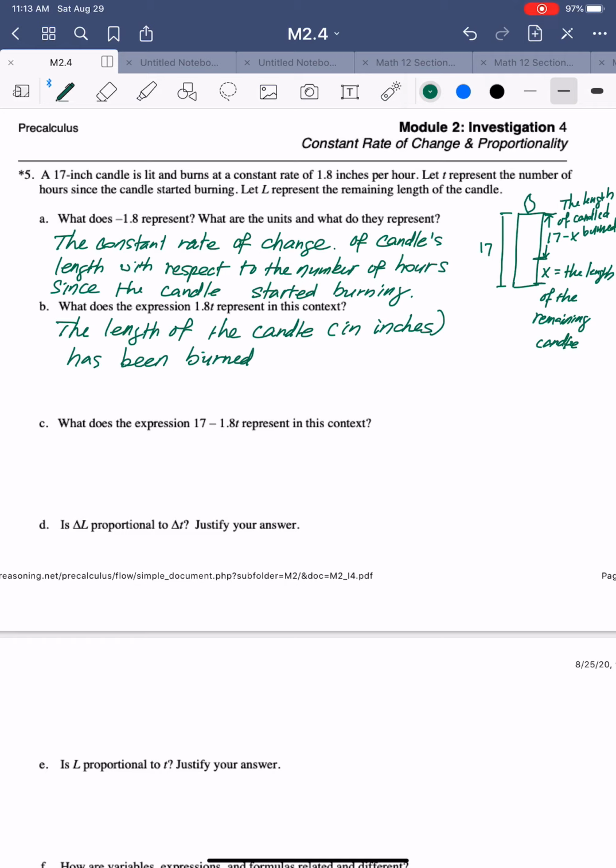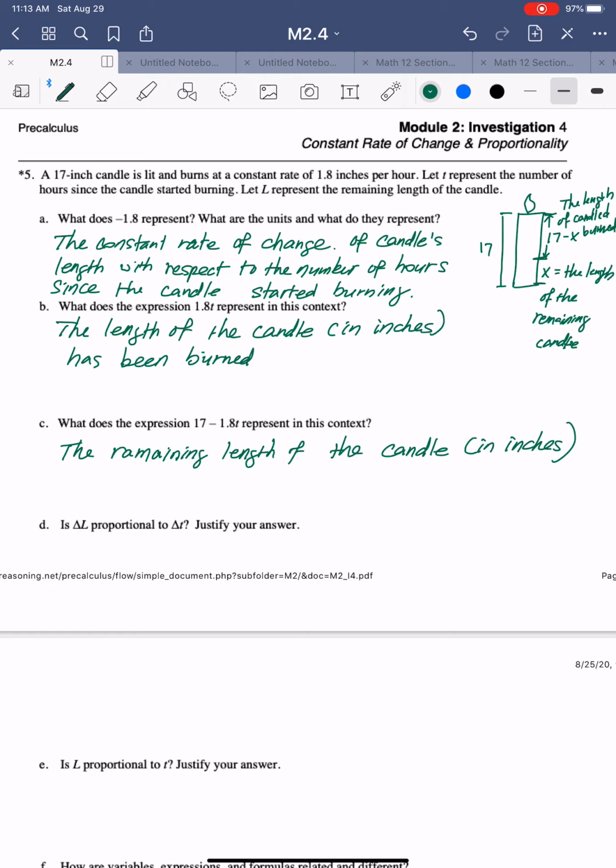And then C, what does the expression 17 minus 1.8t represent in this context? Since 1.8t is the length of the candle that has been burned, and you subtract it from the 17, 17 minus 1.8t is the remaining length of the candle, in inches, after the candle has been burned for t hours.